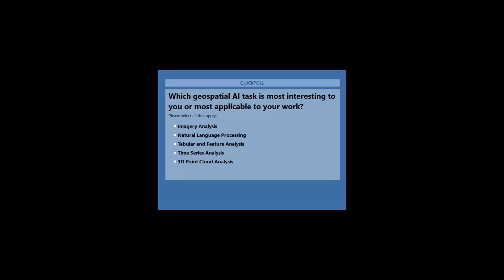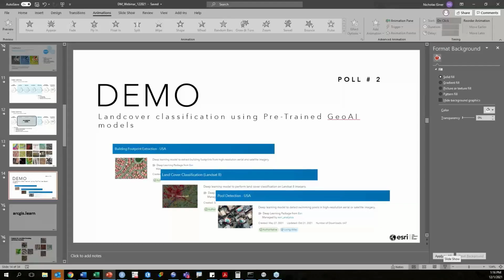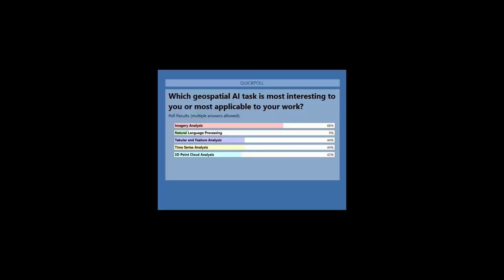And give folks just another moment. Click fast. And let's get an idea of what's interesting to people. A clear winner at imagery, but a tie between time series and tabular feature analysis, and pretty close behind with 3D point cloud. Cool. Awesome.